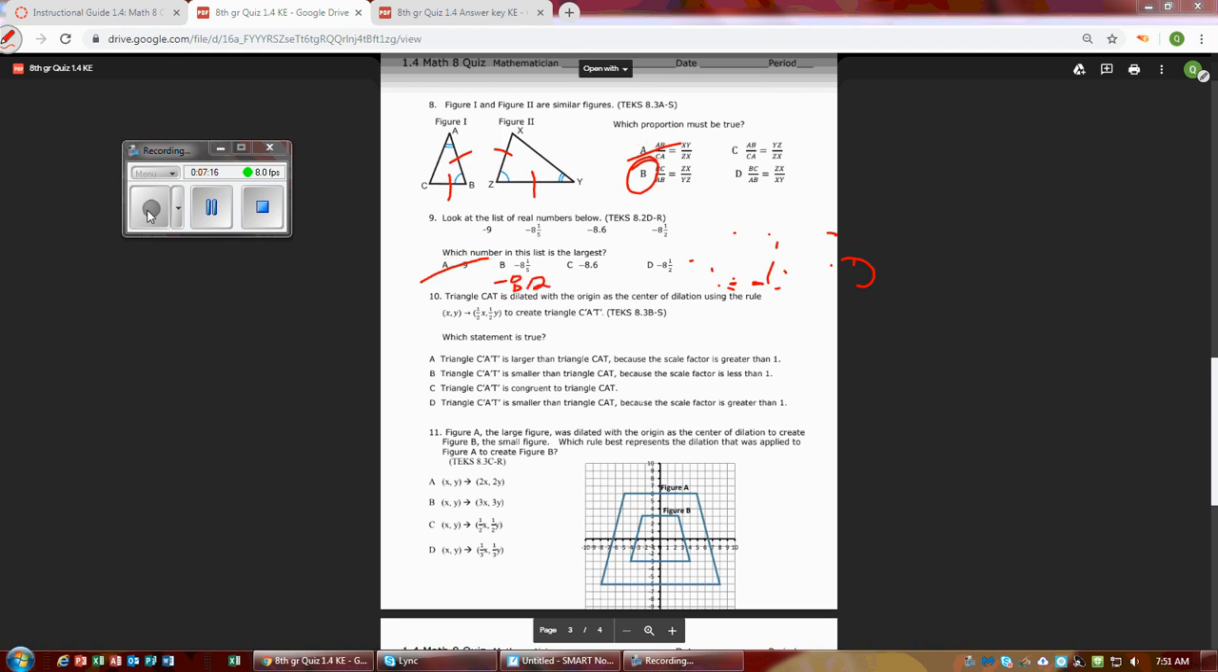Next one, we have negative 8.6. Well, negative 8.2 is closer to 0, so it's definitely not it. Negative 8.5, so it's negative 8.5. Well, 0.5 and 0.2, 0.2 is closer to 0, so therefore that's the largest, so it's not D. It's going to be B, because that was negative 8.2.